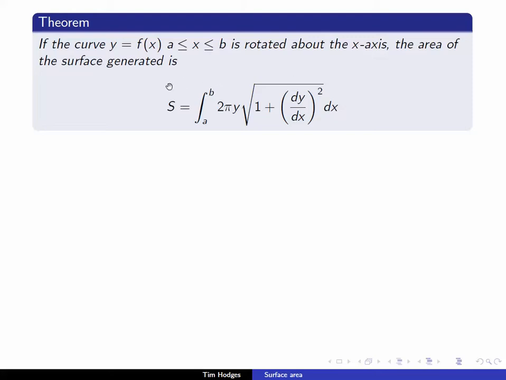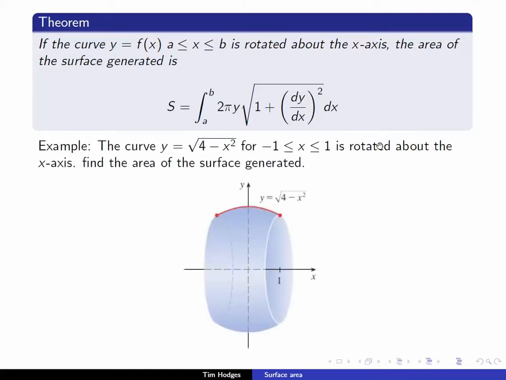So the formula for the surface area, if we rotate a portion of a curve y equals f of x between a and b around the x-axis, the formula for the surface area, which we'll discuss later where this comes from, is this. It's the integral from a to b, 2 pi y, the square root of 1 plus (dy by dx) squared dx. So let's take a look at an example.